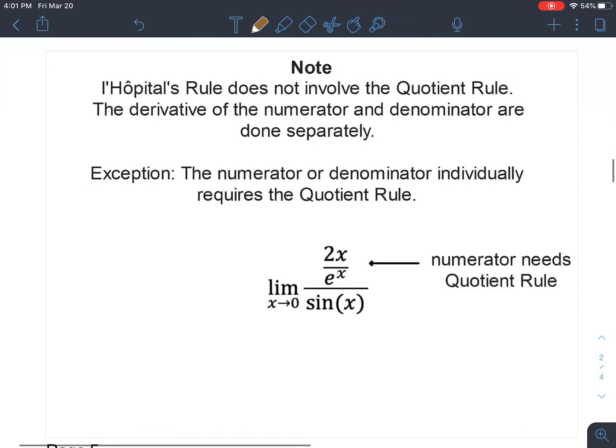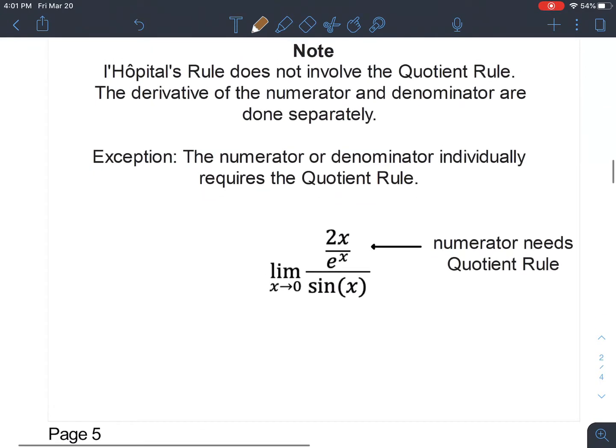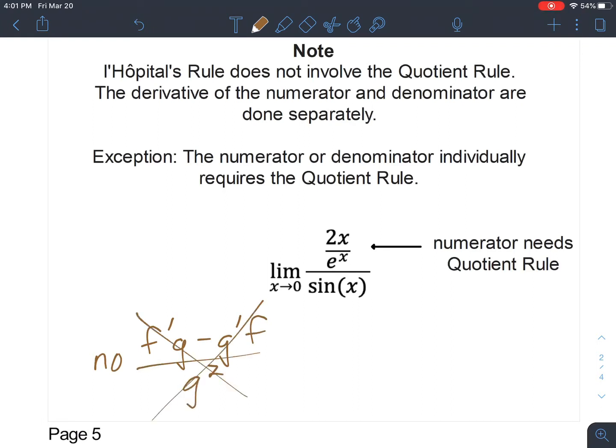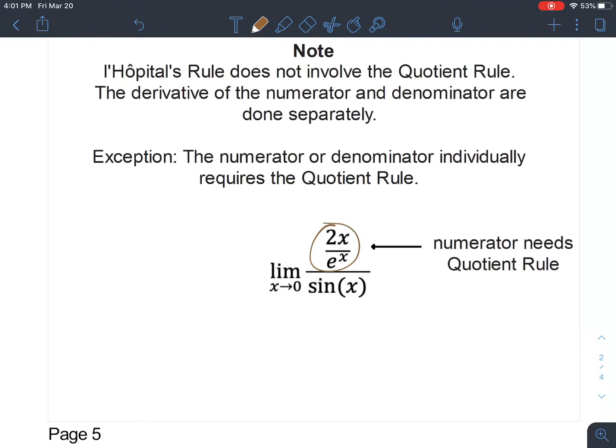Now, before we get into any questions with L'Hopital's rule, I just want to point out L'Hopital's is not the quotient rule. We are going to be doing the derivative of the top of the fraction and then the derivative of the bottom of the fraction. There is no f prime g minus g prime f over g squared. We are not doing that. The exception, though, is going to be in an example like this here, where the top does require a quotient rule. However, the bottom, the derivative of sine, is just going to be cosine. We're not going to get sine squared in the denominator here.